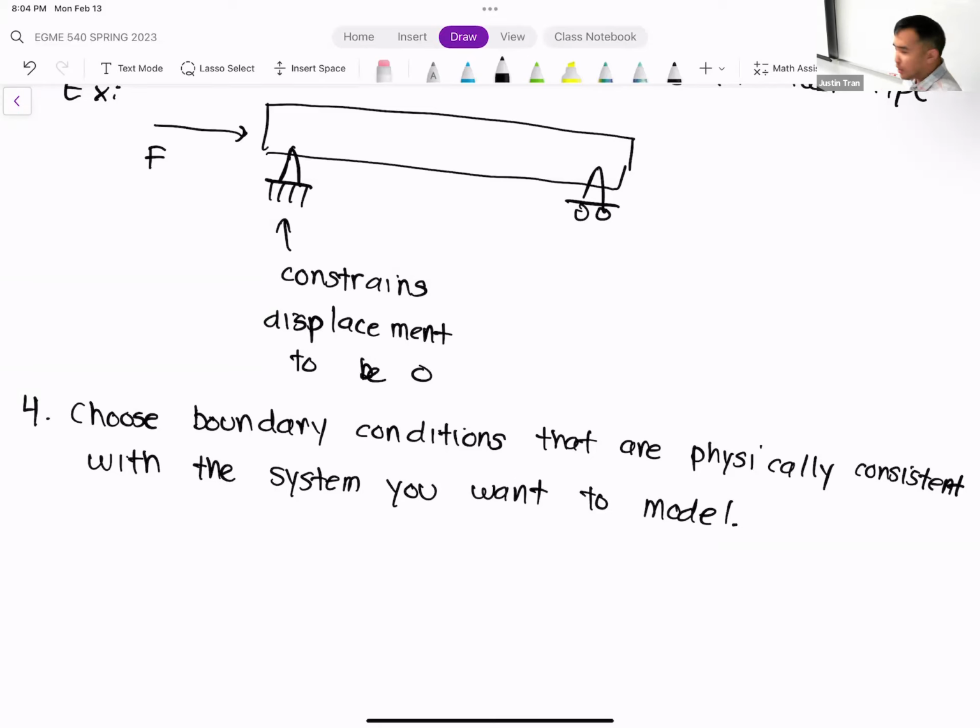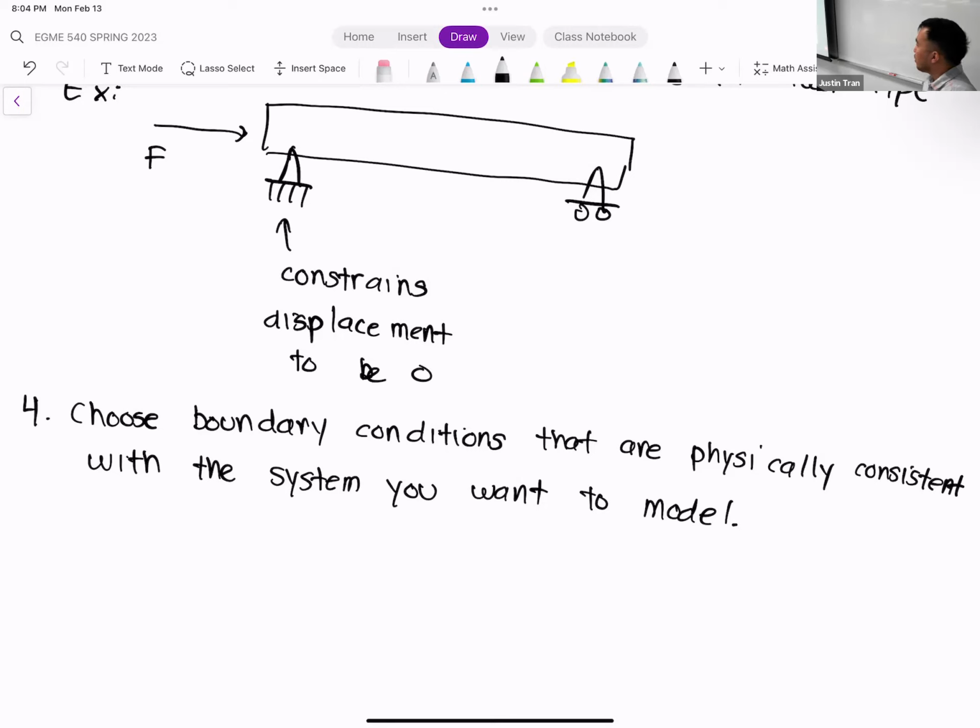So again, I know it seems obvious, right? And so of course, you're not going to choose the wrong boundary condition. But the main mistake that people make with their boundary conditions is that they don't choose boundary conditions that are consistent with their physical system. Okay? And so it's not an error that ANSYS is going to tell you about, right?